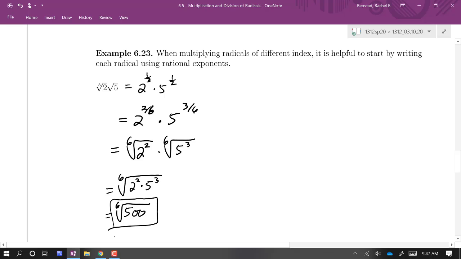So I said there was a couple ways we could proceed. From here, you could, if you wish, instead of going right to radicals first, write this as 2 squared 5 cubed all to the 1/6 power. And then that gets you right there.